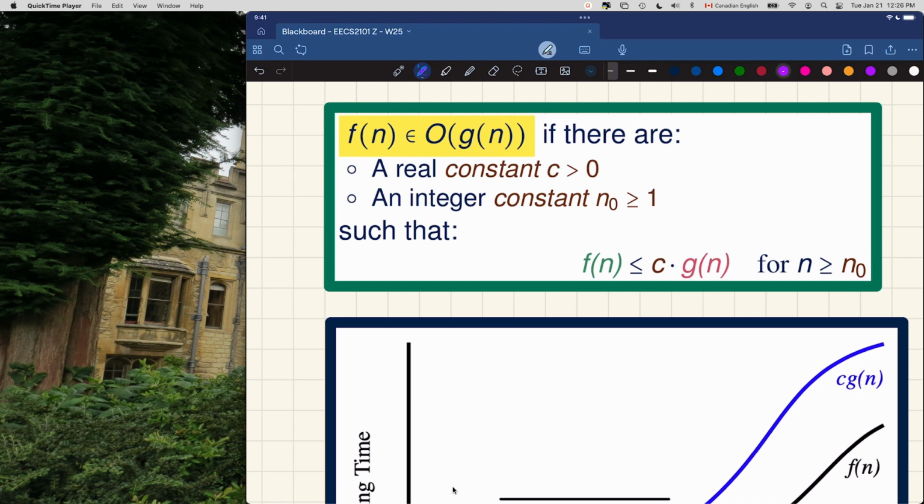Okay, so let's do one by one. So the c here, start with that. This is the multiplicative constant.